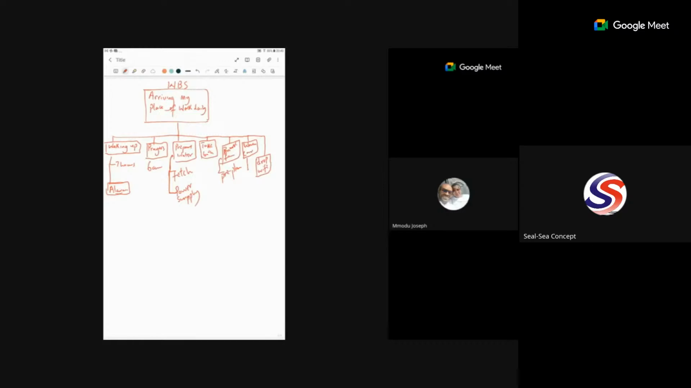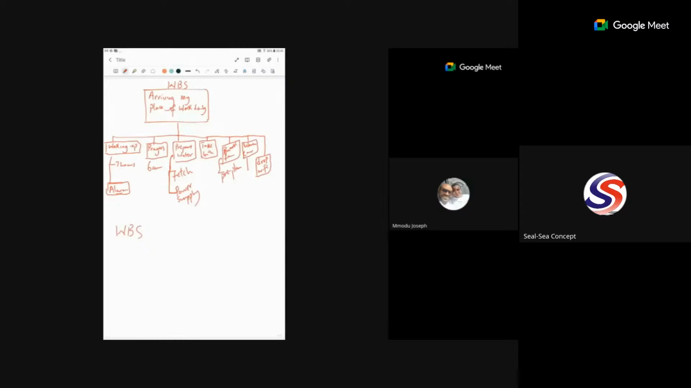So you see, these are the things that the work breakdown structure will help you with. What have we done? We have broken down the work. And then there is now what we call the WBS dictionary. In the WBS dictionary, that's where you will now explain all these things in details.